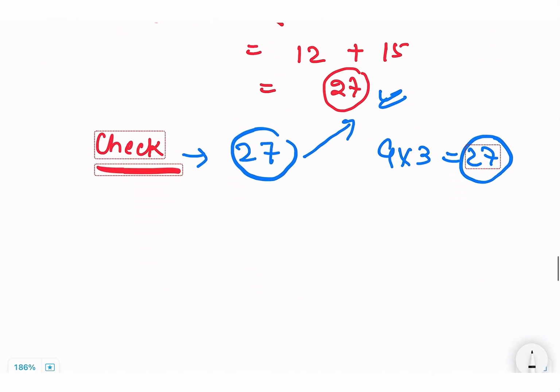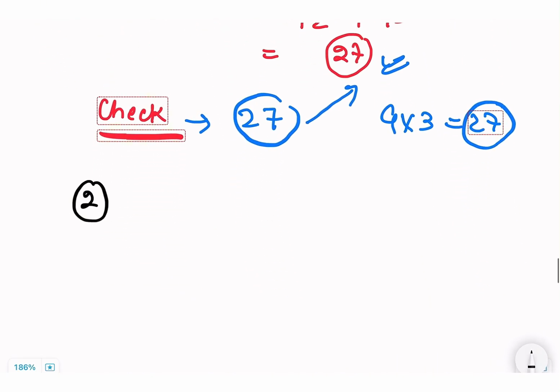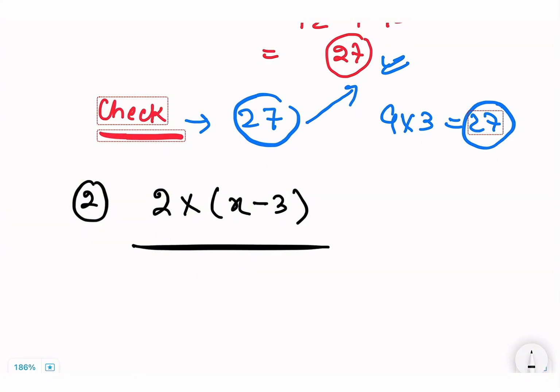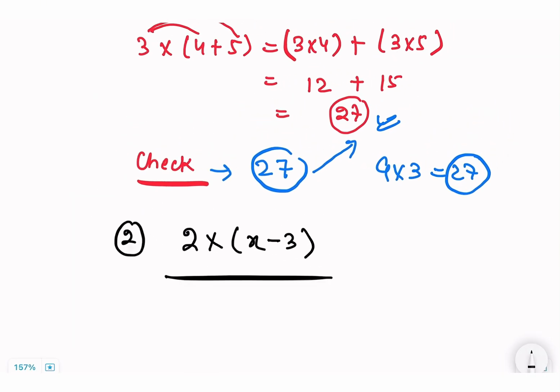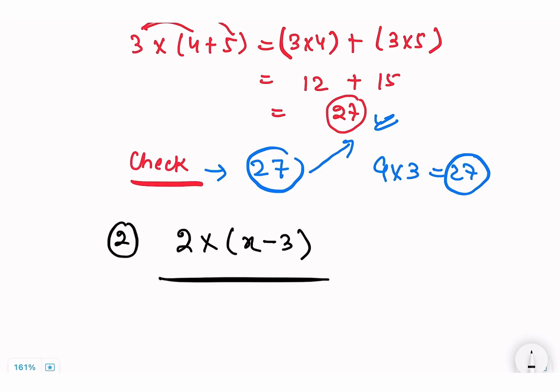Now I'm giving you one more question. 2 times (x minus 3). Do solve it and comment your answer in the comment section. And one thing more, you're going to tell me whether division will work or not in this distributive property. We will discuss some more examples with practice in the next video.